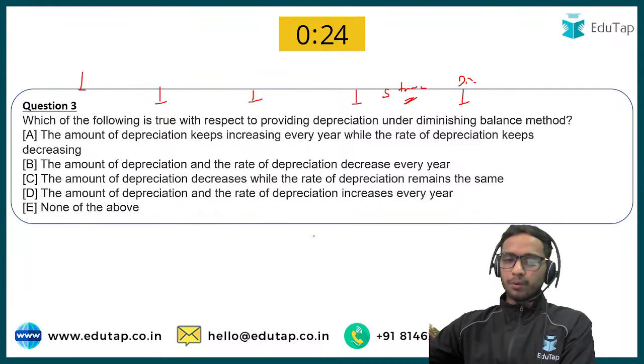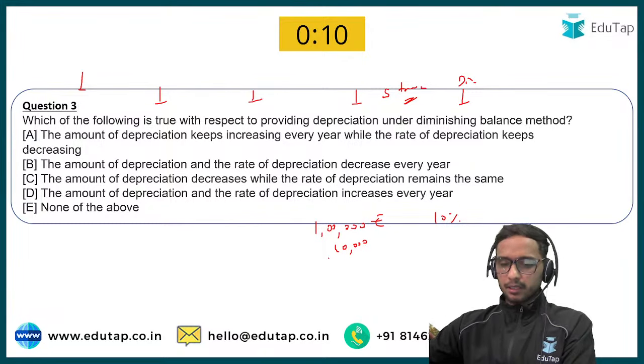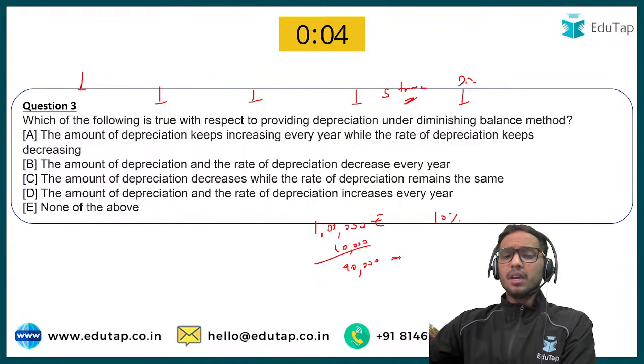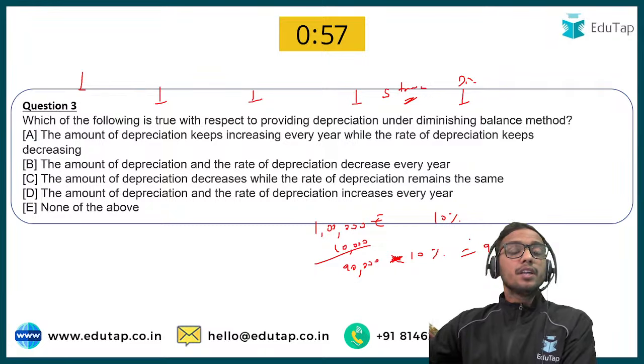Let me give you the example. Suppose you have the machinery of worth rupees 1 lakh, right? So on the first year you have charged depreciation of 10%, right? And you are going to write down your value as 1 lakh minus 10,000, because 10% of 1 lakh is 10,000, isn't it? So you have the brought down value of machinery as 90,000. So in the next year again you are going to depreciate your 90,000 by 10%. Now your depreciation is 9,000. This is the diminishing method.